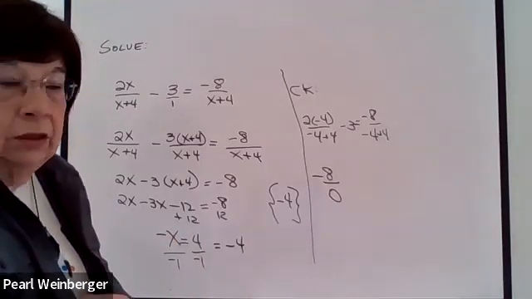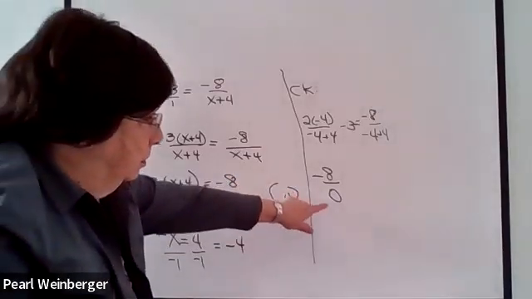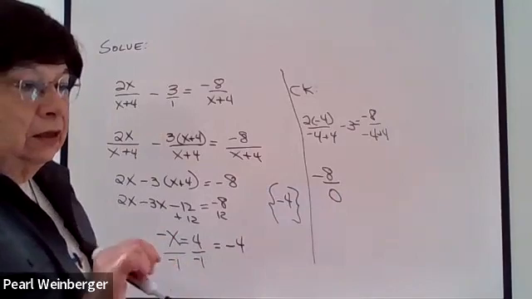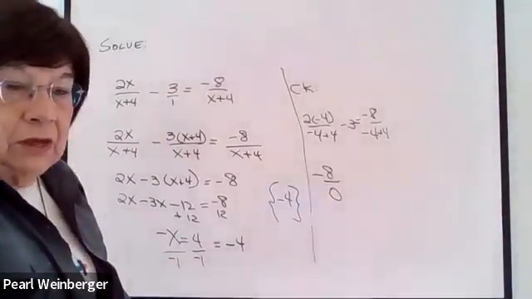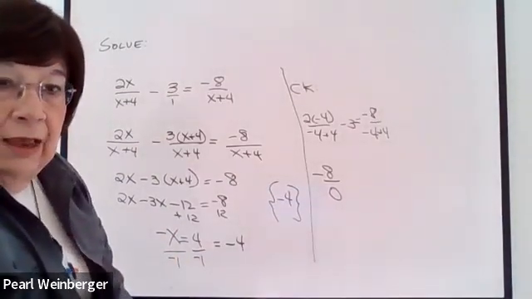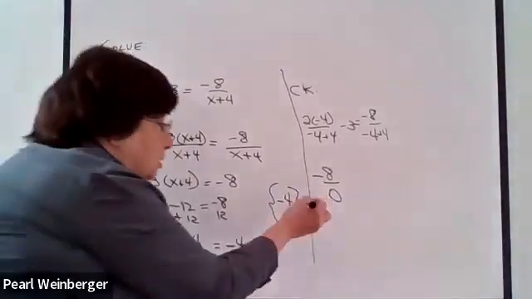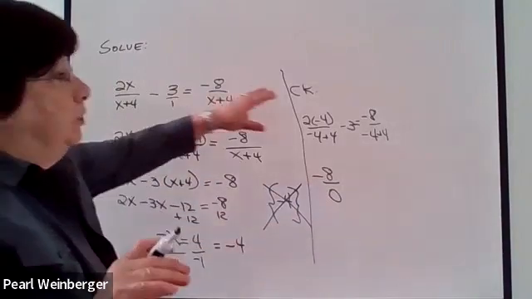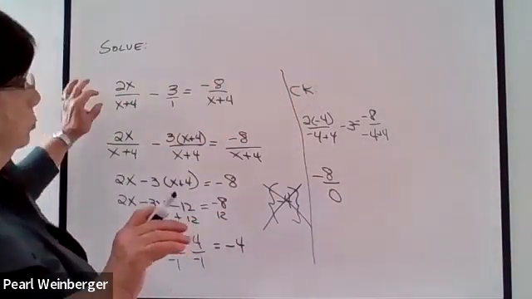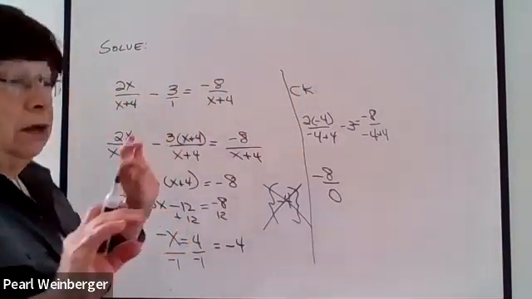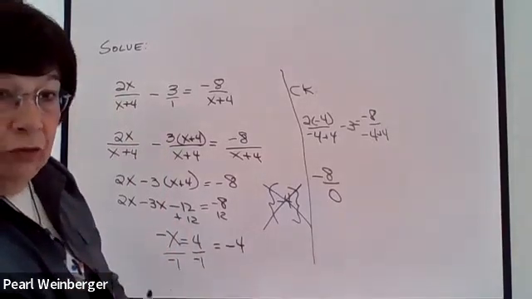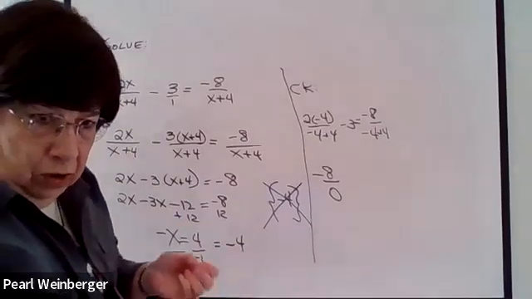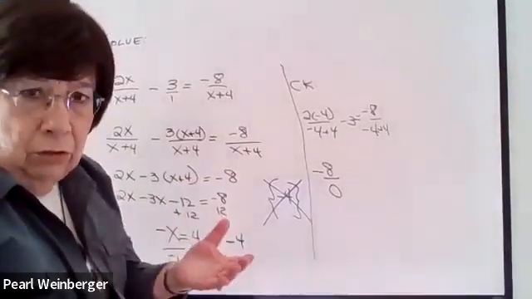The answer is you cannot have a 0 in the denominator of a fraction. And if our answer does that, this means that this answer is no good. I don't even have to go further on the checking. As soon as it makes any denominator equal to 0, I've got to throw out that answer. It's called an extraneous root. The word extraneous means extra, that's no good.